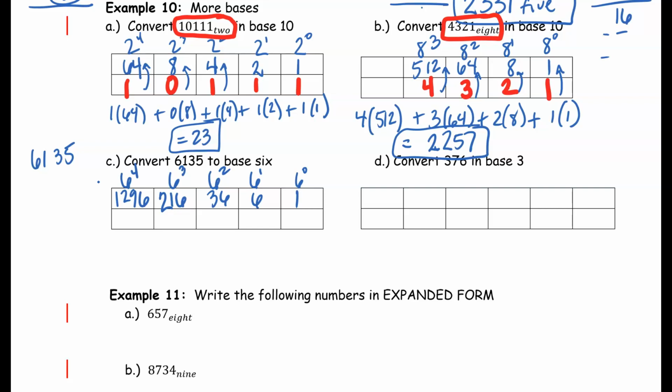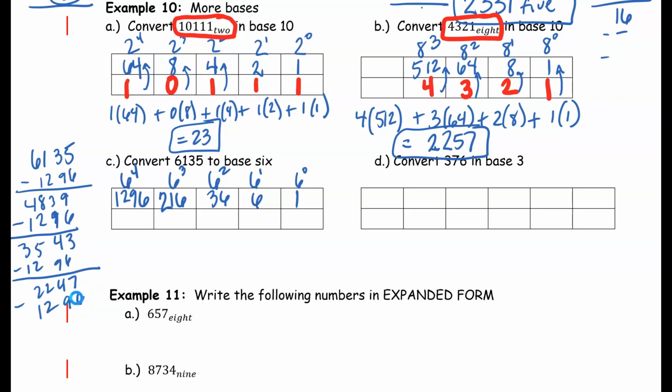6,135. And we're going to start with the biggest group, 1,296, and you're going to keep subtracting, okay? So if you subtract, and then you do it again, and then you do it again, and then you do it again. You keep going until you get 951, because at that point you can't subtract 1,296 from that.